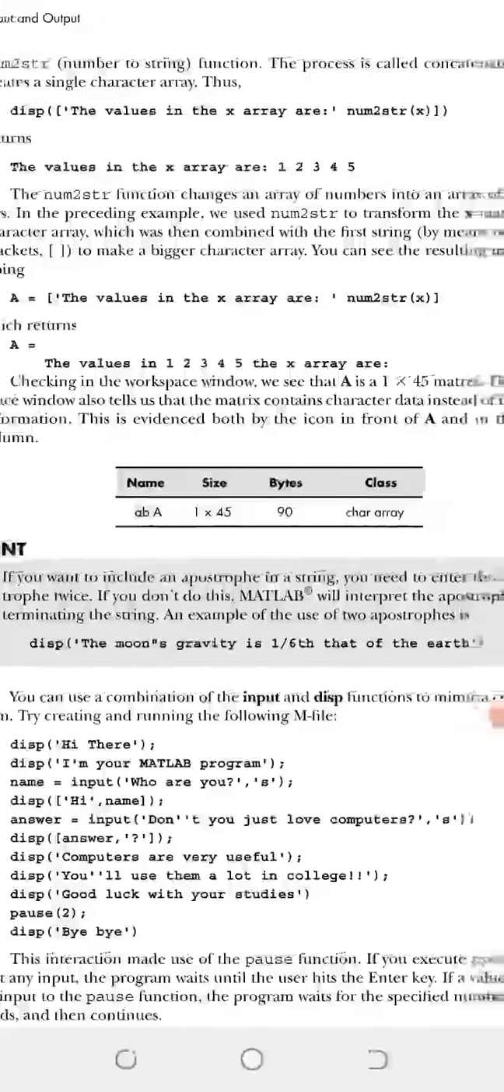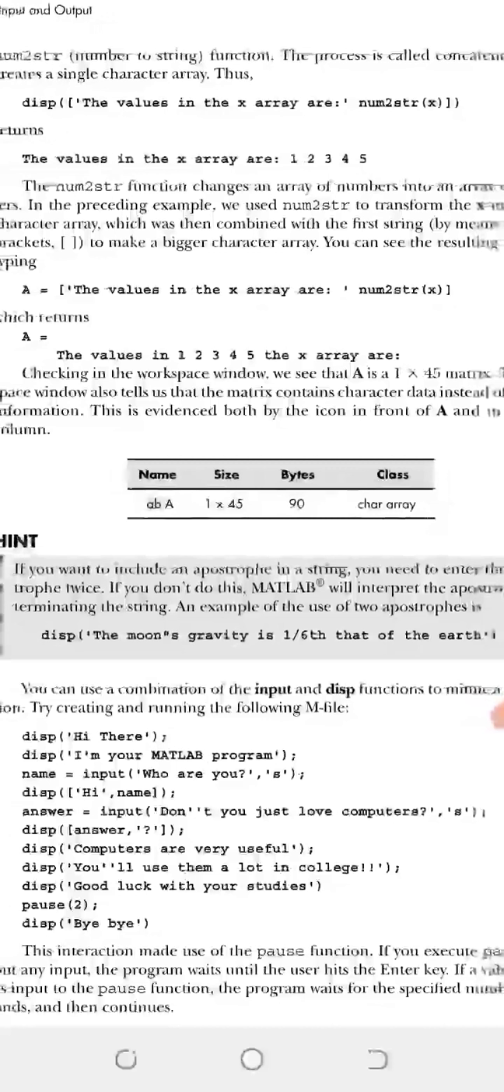Now let's look at this example once more. This one is a little bit different. Now we have display the values in the X array are, number to string X. Number to string X is a function that converts numbers to strings. What it means is that your numbers are not going to be seen as numbers again in the system. Rather, your numbers will be seen as strings, as characters.